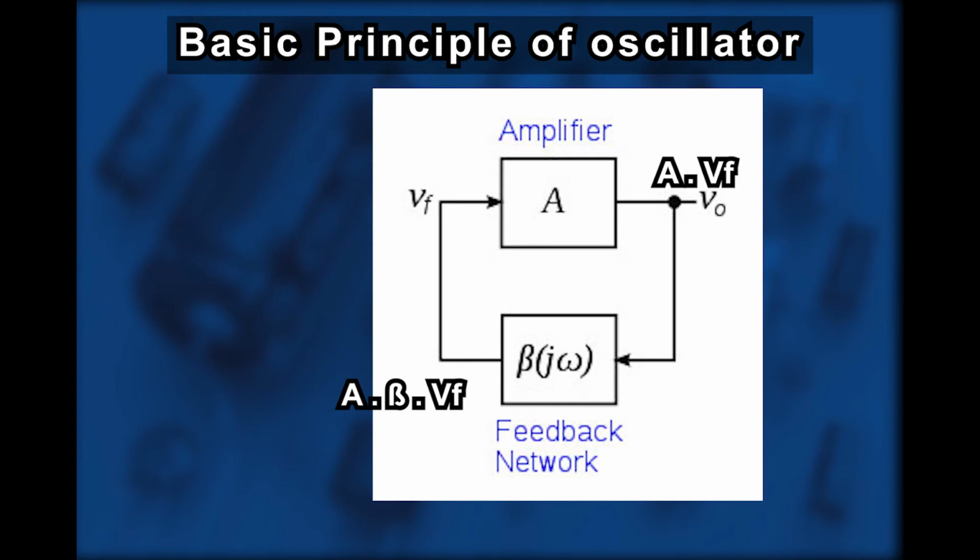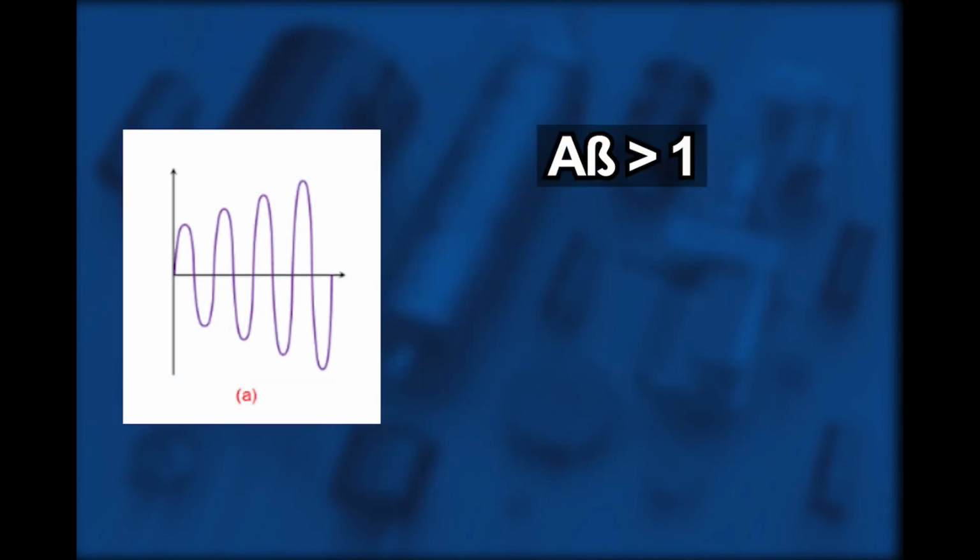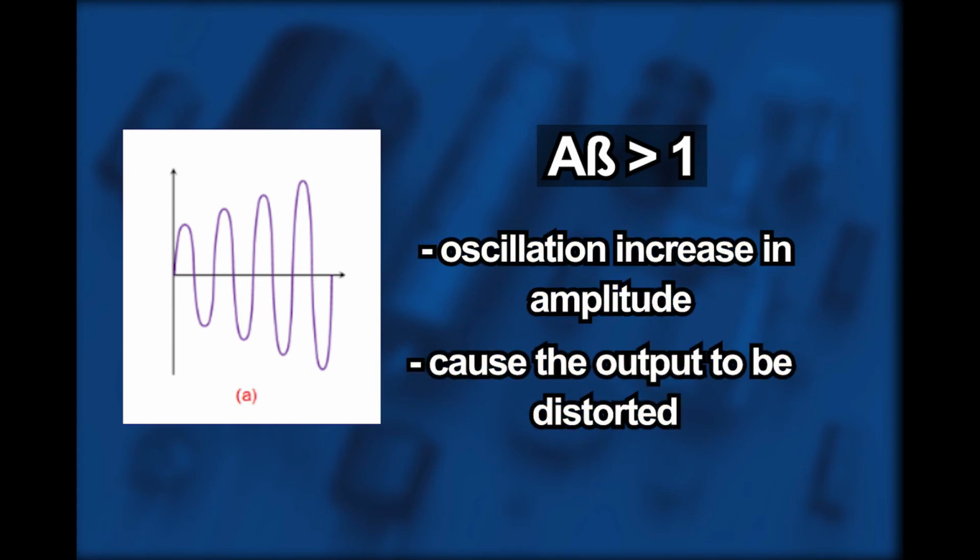So whether we can get the self-sustained oscillation depends on the product of A and beta. This product of A and beta is known as the loop gain. So the first condition is the loop gain is greater than 1. The oscillation will increase in amplitude. As you can see from the diagram, the oscillation is getting bigger and bigger. So this will cause the output to be distorted.